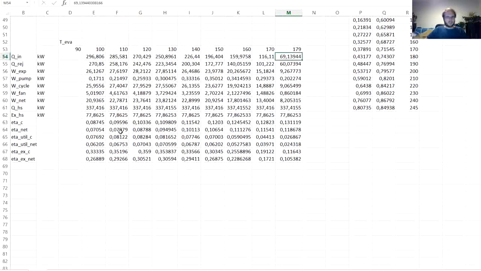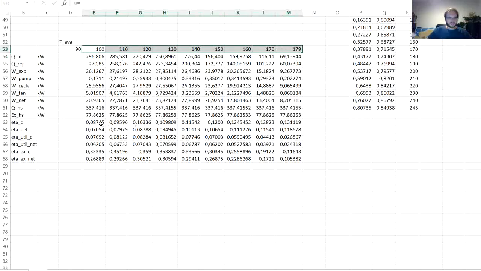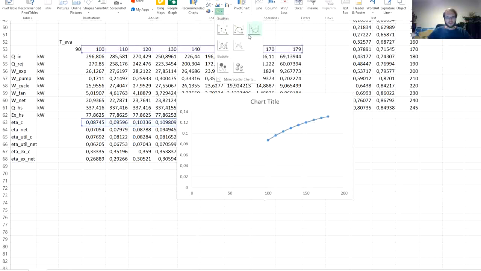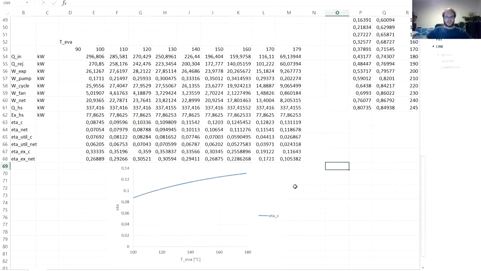Alright, so now we have the results for our system in the range of evaporation temperature from 100 degrees C to almost 180. And let's have a look at how the cycle efficiency behaves. So as you can see over here, the efficiency of the cycle is increasing as the evaporation temperature increases.